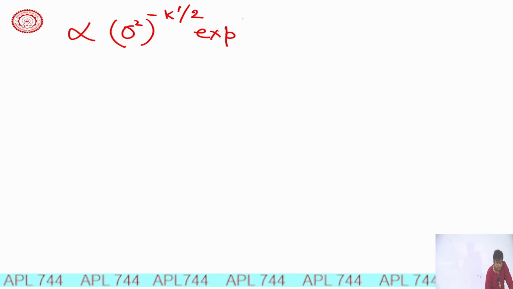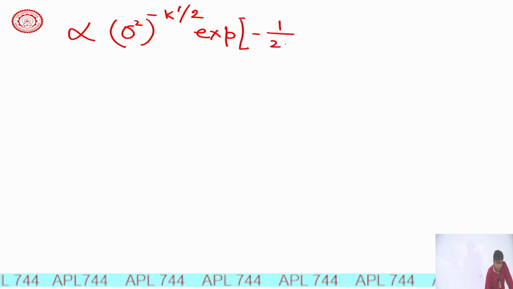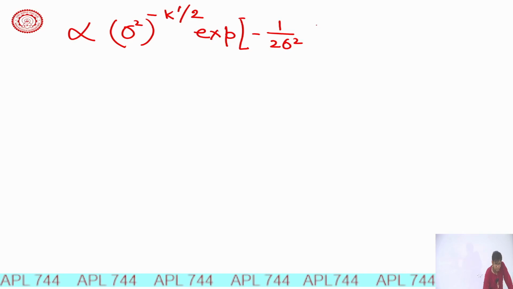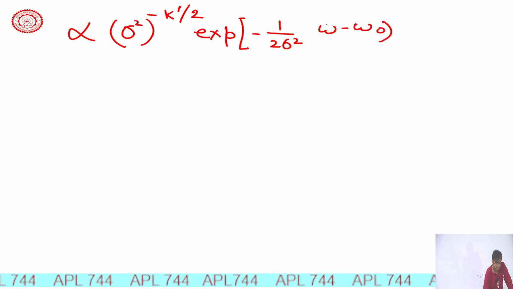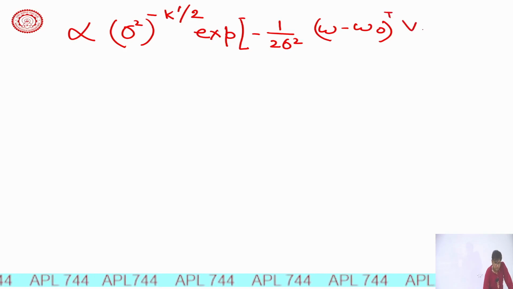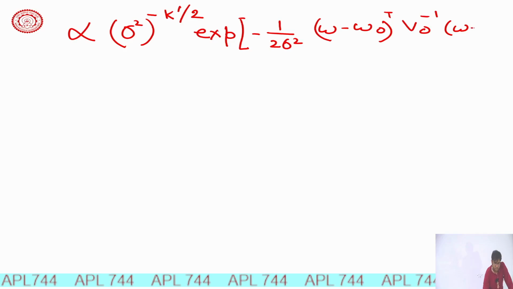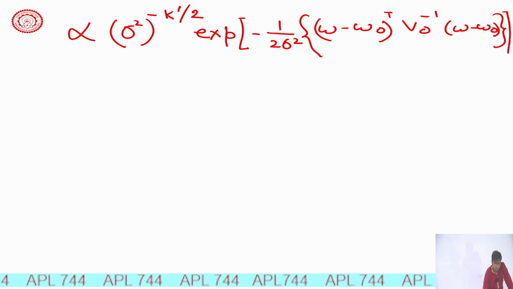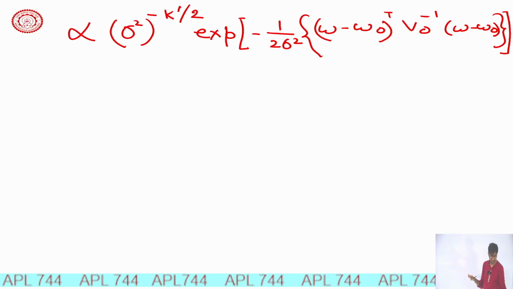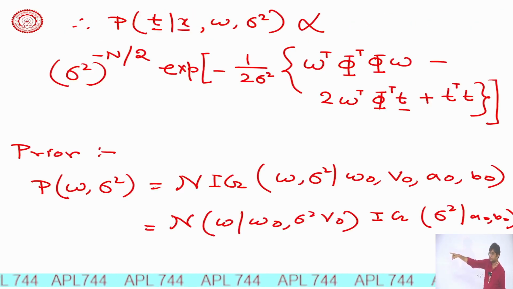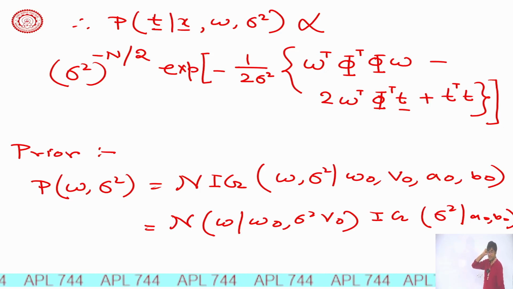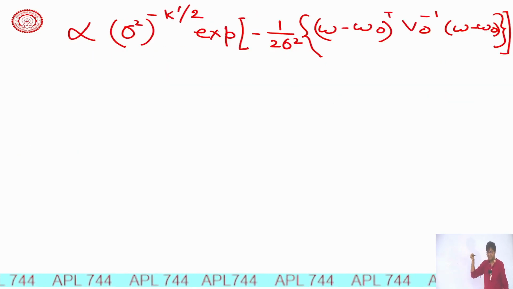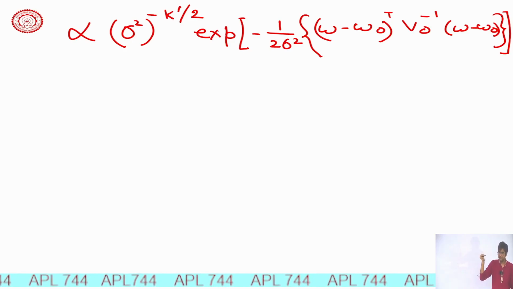exponential minus 1 by 2 sigma square, and then what do you have? W minus W naught transpose V naught inverse W minus W naught. This is the Gaussian part multiplied by the inverse gamma part. And inverse gamma, the PDF is equal to sigma square to the power minus in bracket A naught plus 1 exponential minus B naught by sigma square.